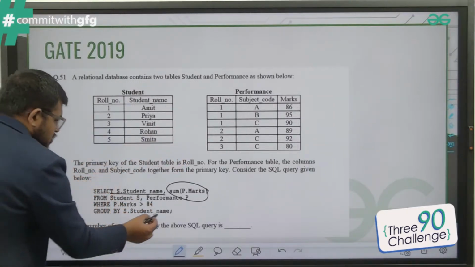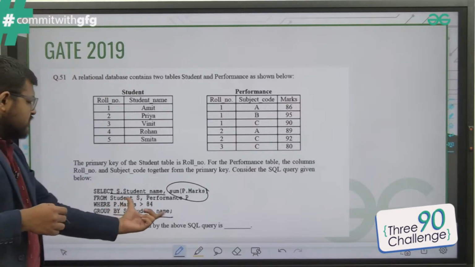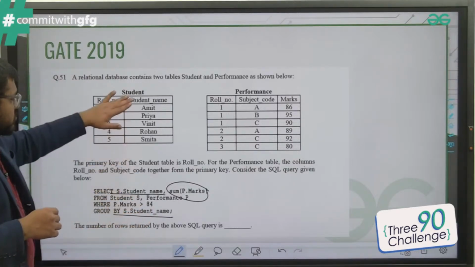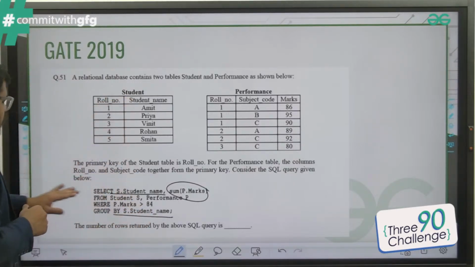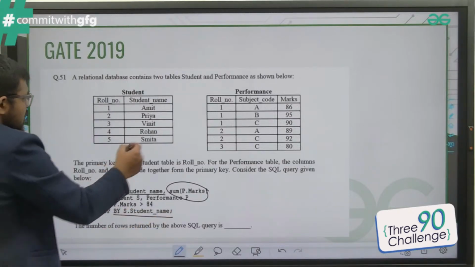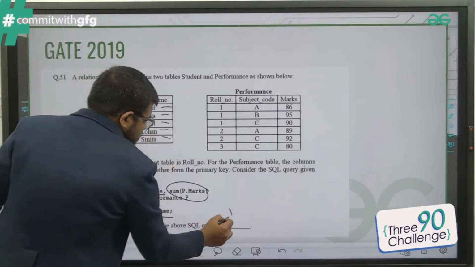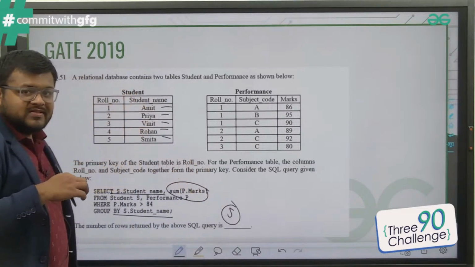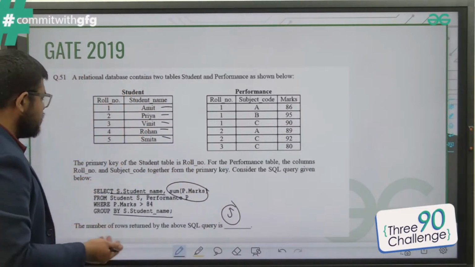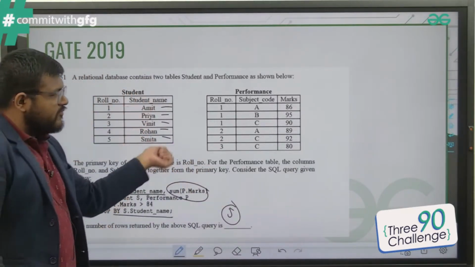It will return the number of groups. So grouping is done based on student name. So a different number of student names will be a different number of groups, and that would be the number of rows returned. How many different names are there? All are different names, so your answer would be 5. This is how it should have been solved in GATE. Okay, you do not generate everything.